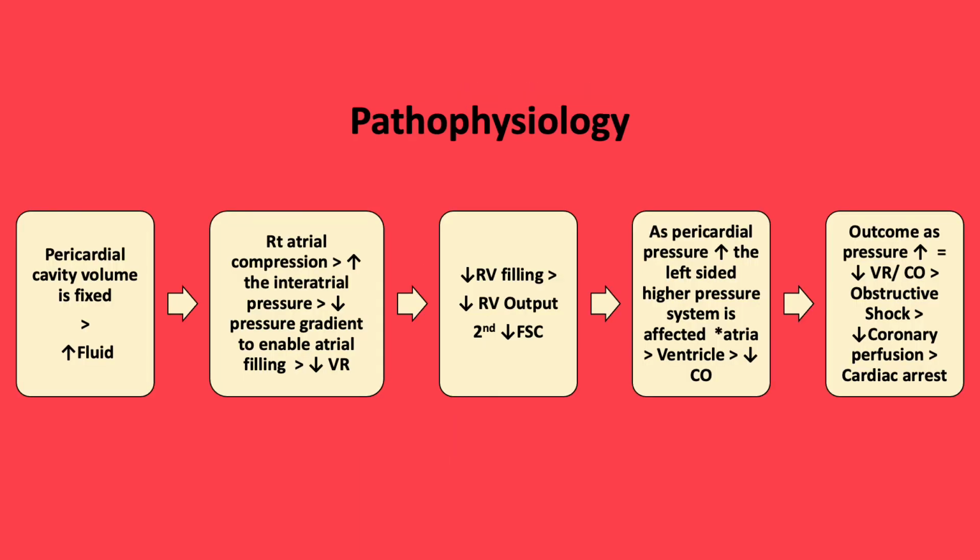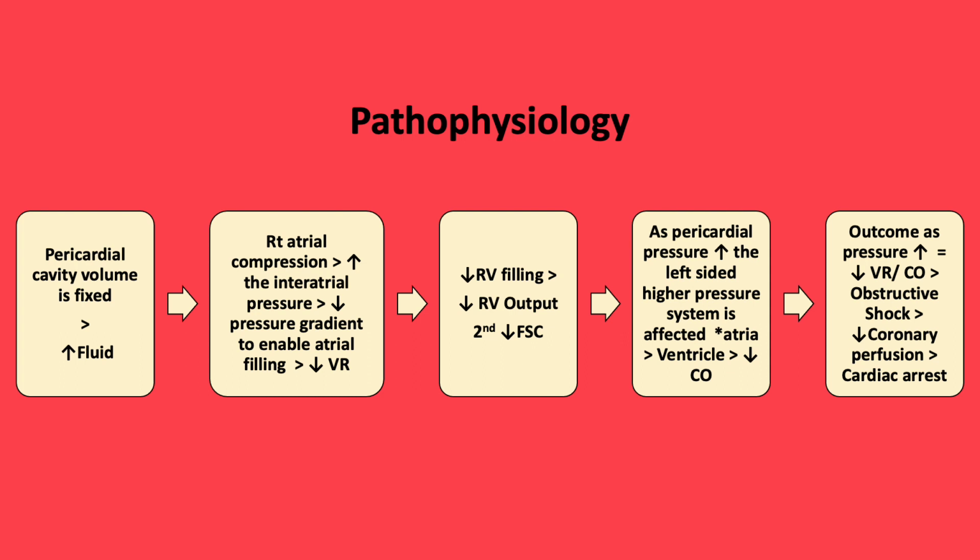The pericardial cavity volume is relatively fixed, and therefore increases in fluid can result in significant increases in pressure. However, this is based on the speed of onset and the composition of the fluid. First of all, it's important to remember that the right side of the heart is a lower pressure system than the left side, and therefore these physiological effects will happen sooner on the right side than the left.